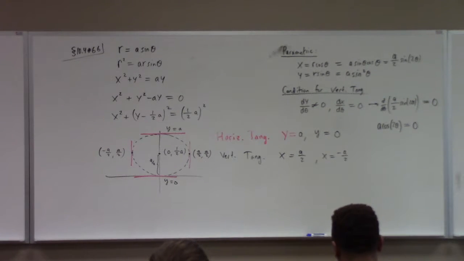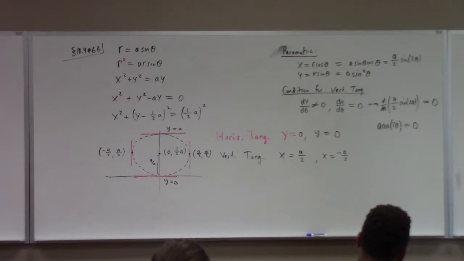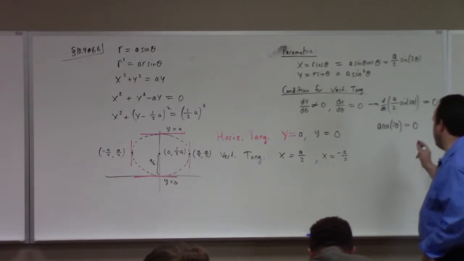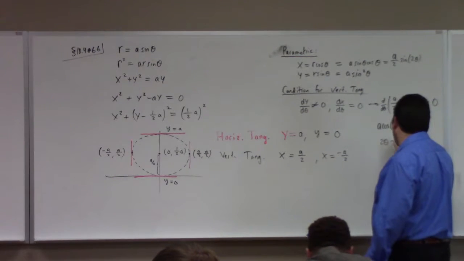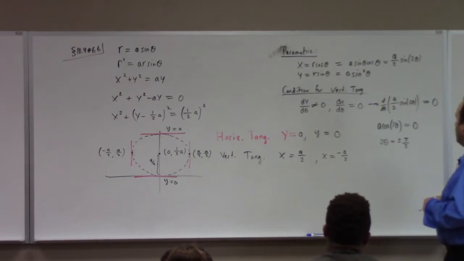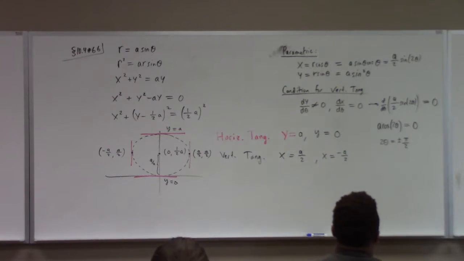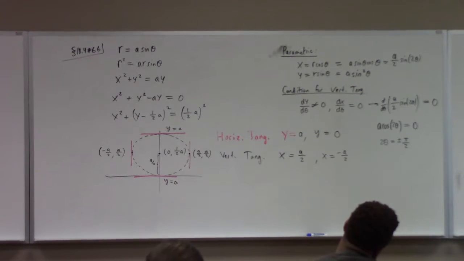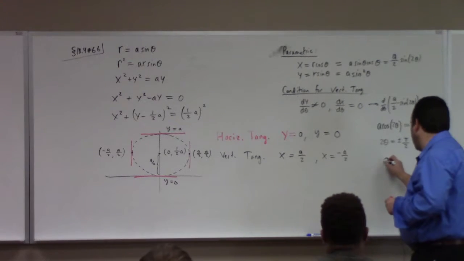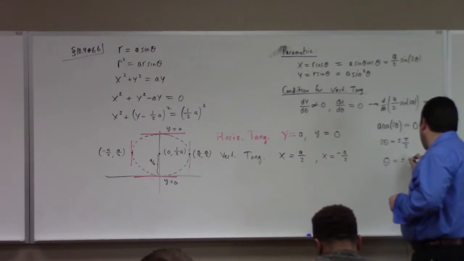What theta makes that 0? How about if 2 theta is plus or minus pi over 2, then the cosine is 0, right? That means that theta is plus or minus pi over 4.